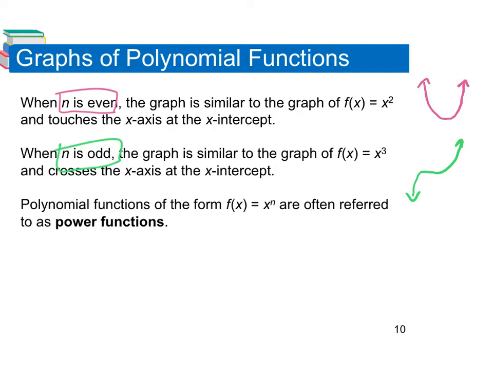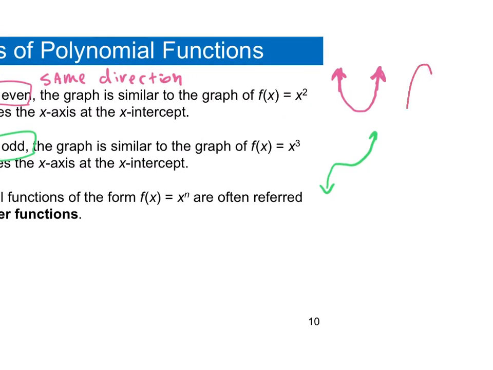We're going to talk about end behaviors of our graph. So where our graph is ending are our end behaviors. If n is even, our end behaviors go in the same direction. So if our leading coefficient is positive, our graph is going to end going up. If our leading coefficient is negative, our graph is going to end going down.